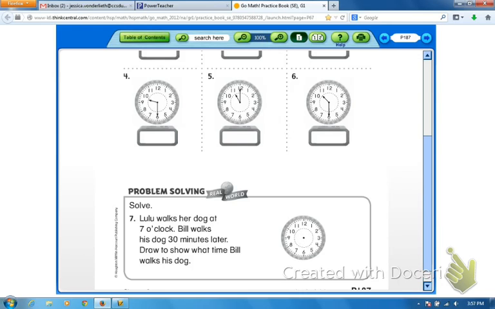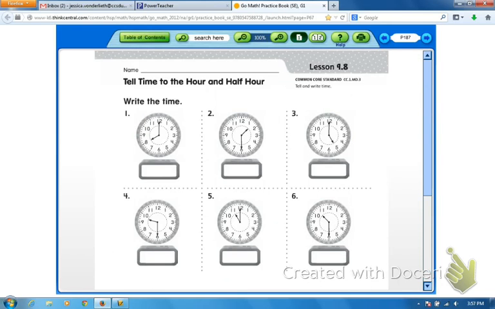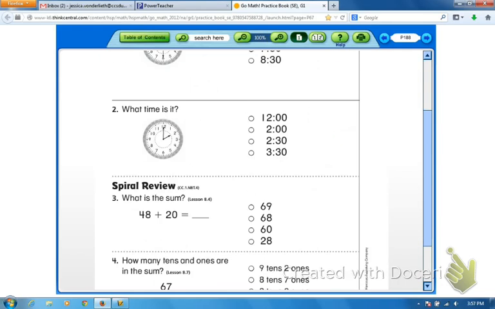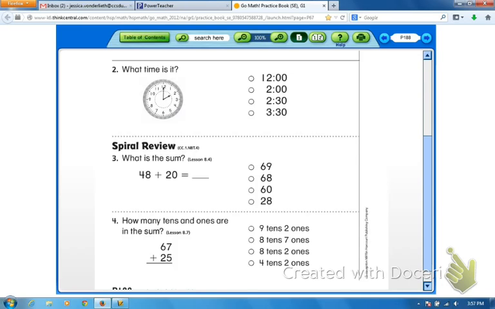On the back side of the homework, the first two problems are giving you a half past and an o'clock, right on the hour. And the spiral review, number 3 is back from chapter 8, solving double digit.